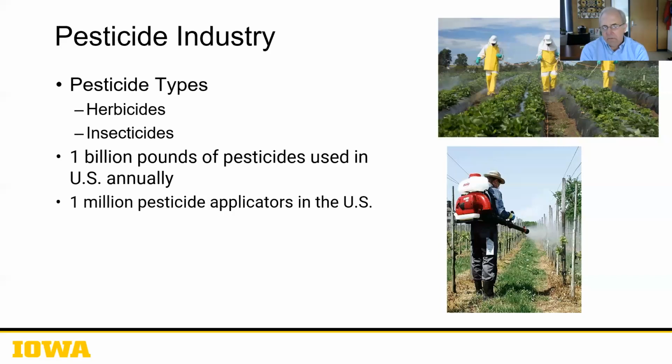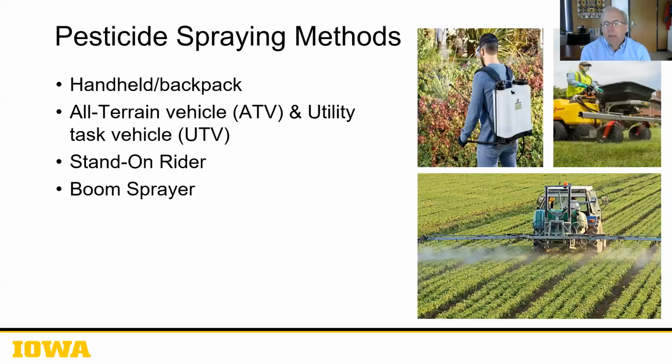And there are somewhere in the neighborhood of 1 million pesticide applicators as well, from, again, folks that are doing it almost in-house to full-scale applicators out there in the fields of Iowa, for example. You can see here they're using a variety of different techniques to do that. And the spraying can occur, again, at the person level or utilizing a variety of different machinery.